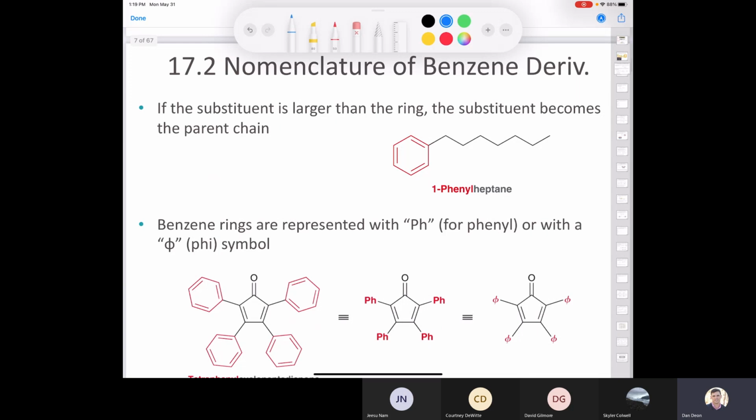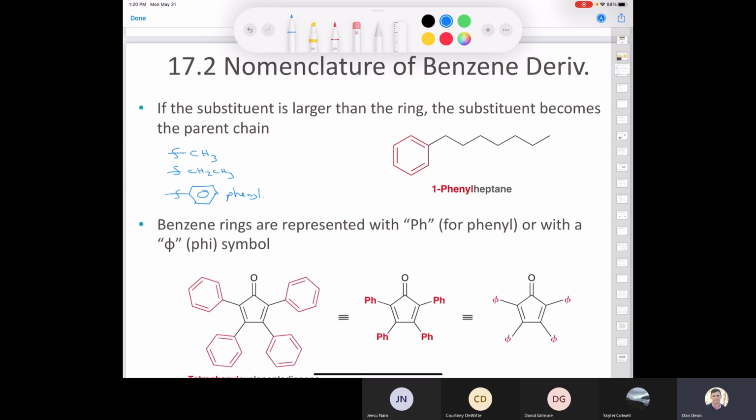Well, what if we're dealing with a group that is bigger than our benzene ring? There's only 6 carbons in benzene. So if benzene is a substituent on something that's got more than 6 carbons, we call it a phenyl. When the aromatic ring is the parent, we call it a benzene. And when it's like an R group, you guys know what a methyl group is, you all know what an ethyl group is. Well, when a benzene ring is considered a substituent, it's not called benzene, it's called a phenyl. Its name changes when its identity changes.